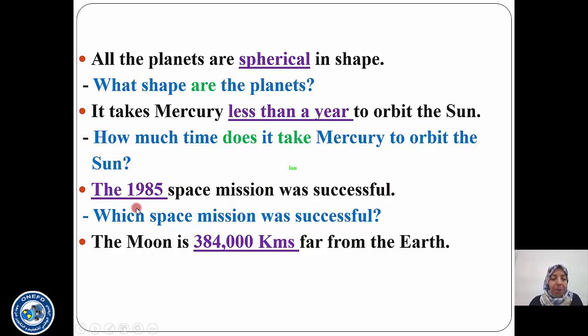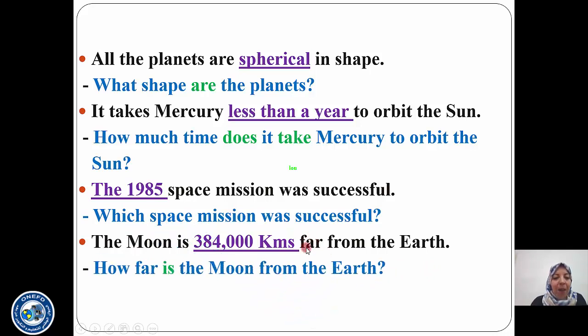All right. The moon is 384,000 kilometers far from the Earth. So, we are looking for the distance here, the distance between the moon and the Earth. Of course, you could say, what is the distance between the moon and the Earth? And this is very correct. But there is a much better question. We're using the adjective far. Say, how far is the moon from the Earth? Okay?